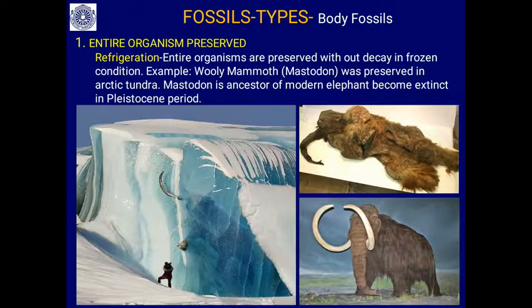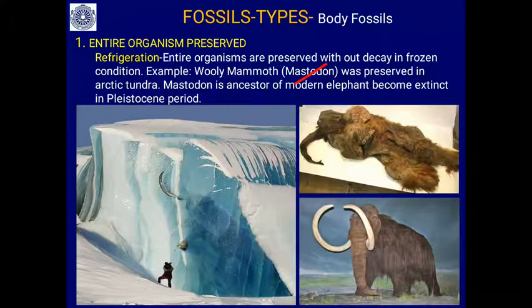So in the body fossils, the first type is entire organism preserved. These entire organisms can be preserved, fossilized, in the form of refrigerated or frozen form, or else mummification, or else preserved in amber or resinous substance. Refrigeration: entire organisms are preserved without any decay in frozen condition. So an example is the woolly mammoth or mastodon.